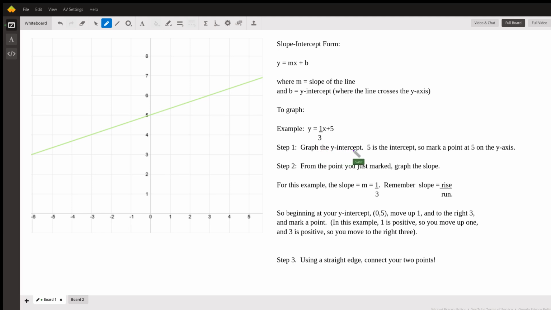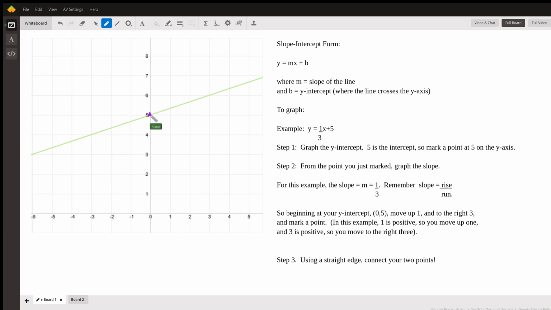Graph the y-intercept. So if we look at our equation and we compare it to y equals mx plus b, where b is the y-intercept, we see that in this case 5 is our b, or our y-intercept. So that's the point where our line will cross the y-axis. So I'm going to take a purple marker and mark right here. This is my y-intercept.